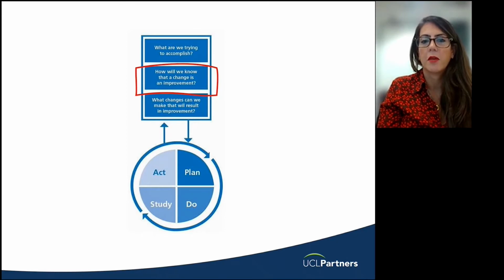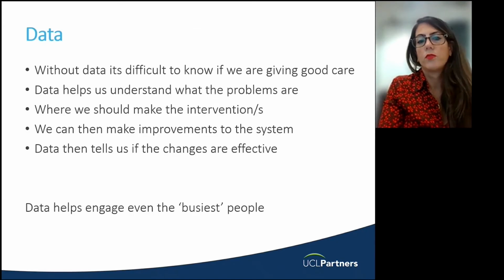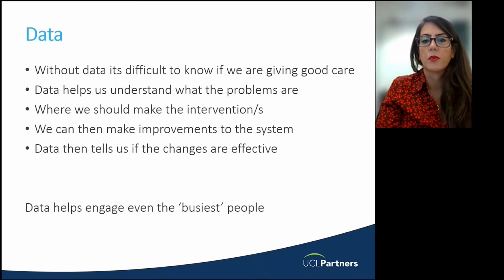After we've got our aim, how are we going to measure it? And this is really important to have data. So without data, it's really difficult to know what we're doing. It helps us understand our problems and issues. It helps us gather baseline data, and it helps us check if our interventions are working and communicate that effectively.